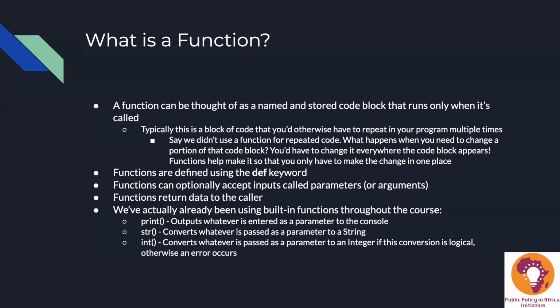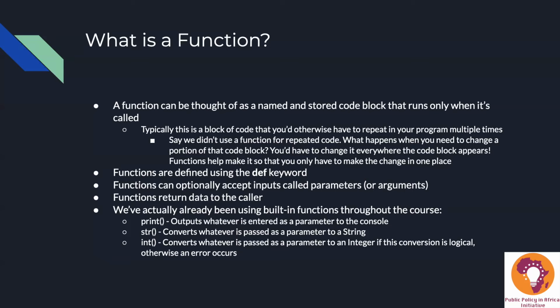Functions return data to the caller. They always return some sort of data to the caller, whether it's nothing basically, a None object, or if they return something like a string or a number or a data structure, whatever it might be. But functions return something to the caller.